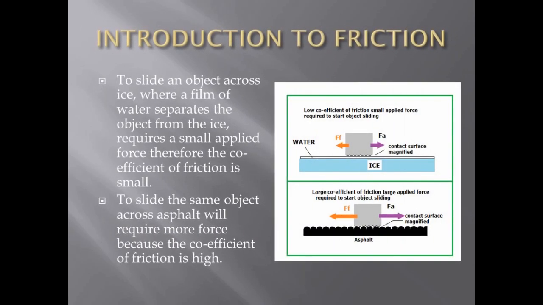To slide an object across ice, where a film of water separates the object from the ice, requires a smaller applied force. Therefore, the coefficient of friction is small. To slide the same object across asphalt will require more force because the coefficient of friction is high.